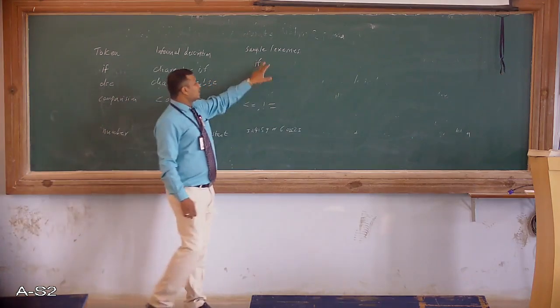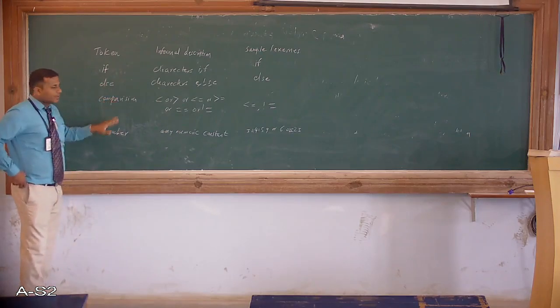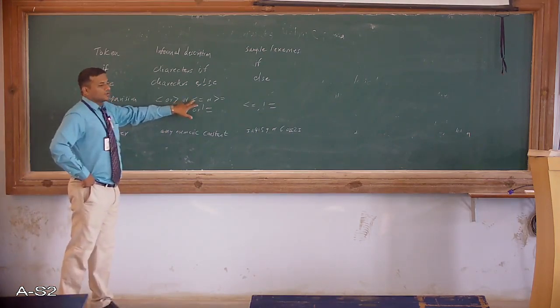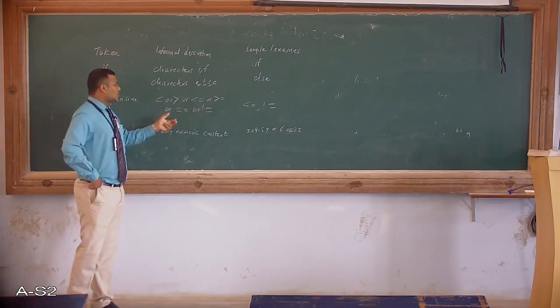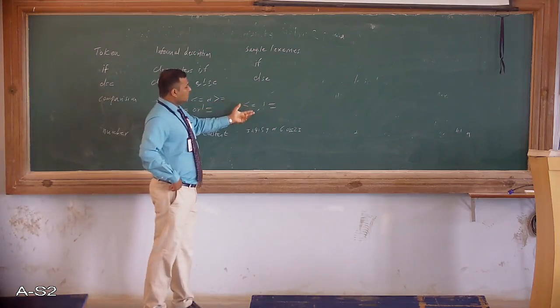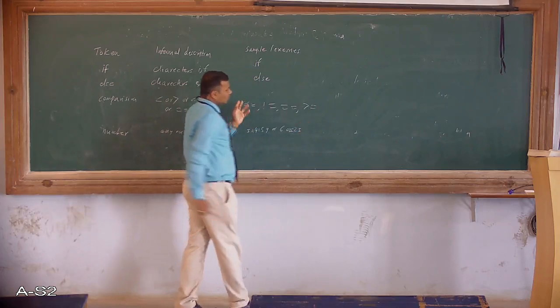The lexemes for it is what? Else. Similarly, if the token is a comparison, these operators might be what? Lesser than or greater than, or lesser than or equal to, or greater than or equal to, or not equal to. The lexemes for this would be what? Lesser than or equal to, not equal to, greater than or equal to, like that.